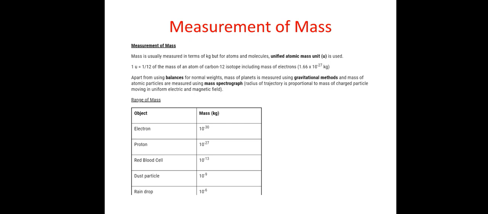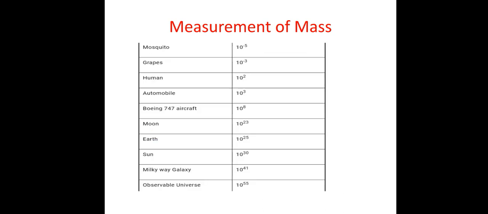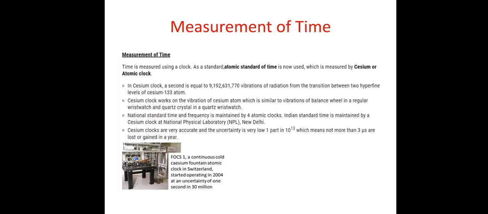Apart from using balances for normal weight, the mass of a planet is measured by the gravitational method. The mass of atomic particles is measured by a mass spectrograph. These are the ranges of mass. Electron has 10 to the power minus 30, proton has minus 27, red blood cell has minus 13, dust particle has minus 9, and rain drop has minus 6. So these are the different things, you can remember this.